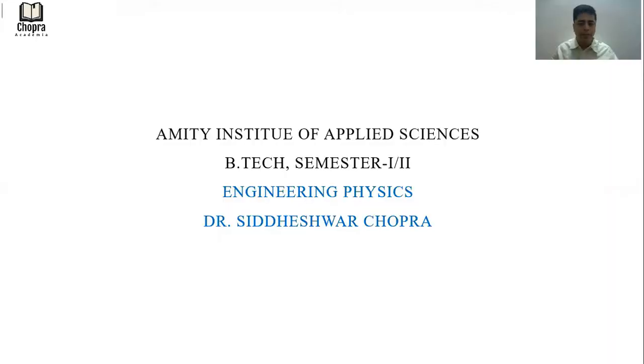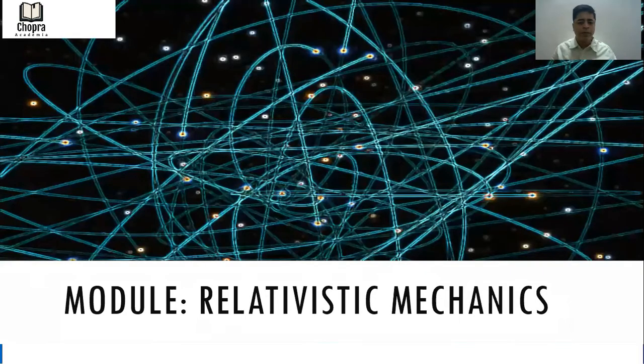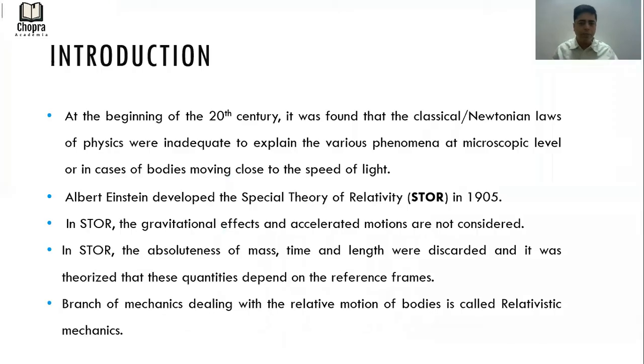Introduction. At the beginning of the 20th century, it was found that the classical or Newtonian laws of physics were inadequate to explain the various phenomena at microscopic level or in cases of bodies moving close to the speed of light. Albert Einstein developed the special theory of relativity, here now abbreviated as STOR, in the year 1905.